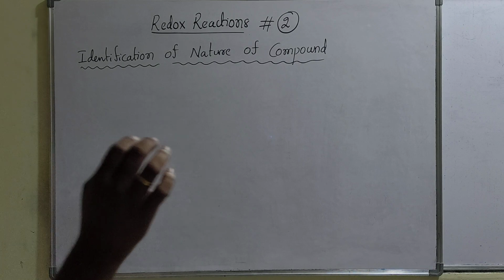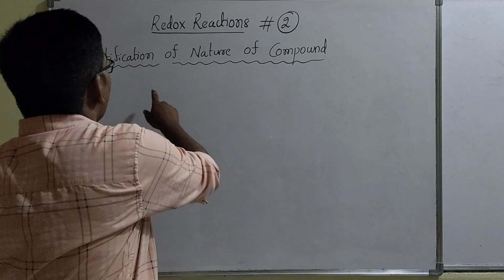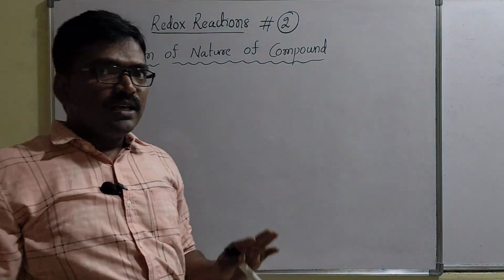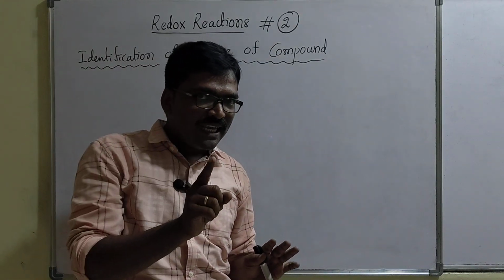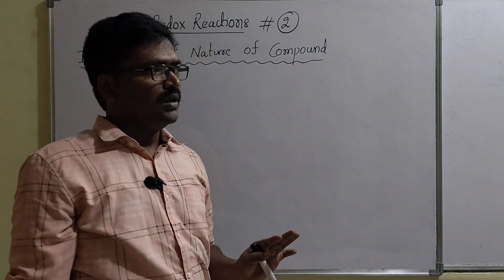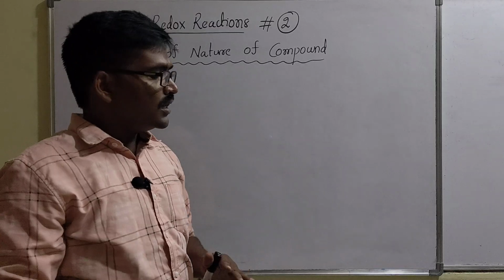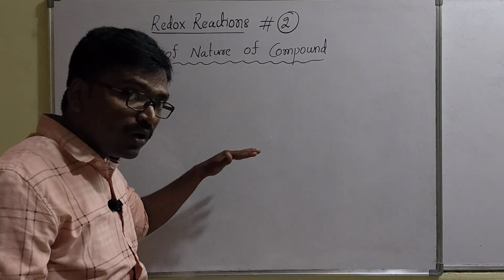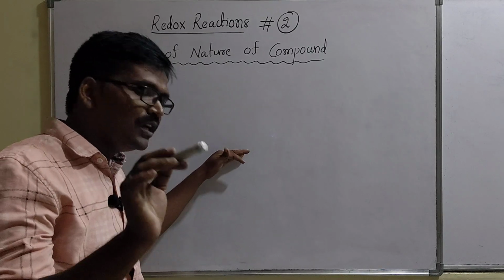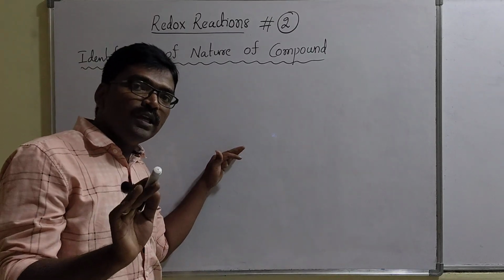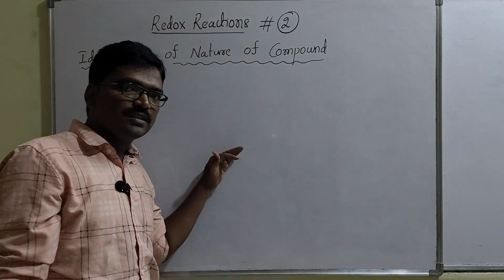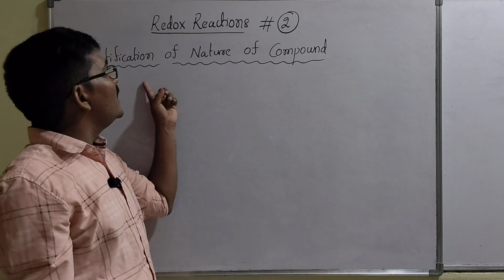Yes, look, my dear students. Next we have to discuss the identification of the nature of the compound. That is, whether the given compound is an oxidizing agent, a reducing agent, or works as both. Sir, how do we know? They will ask a question: which of the following acts as an oxidizing agent, or as a reducing agent, or as both an oxidizing agent as well as a reducing agent. Such types of questions they will ask. That is what we call the nature of the compound.